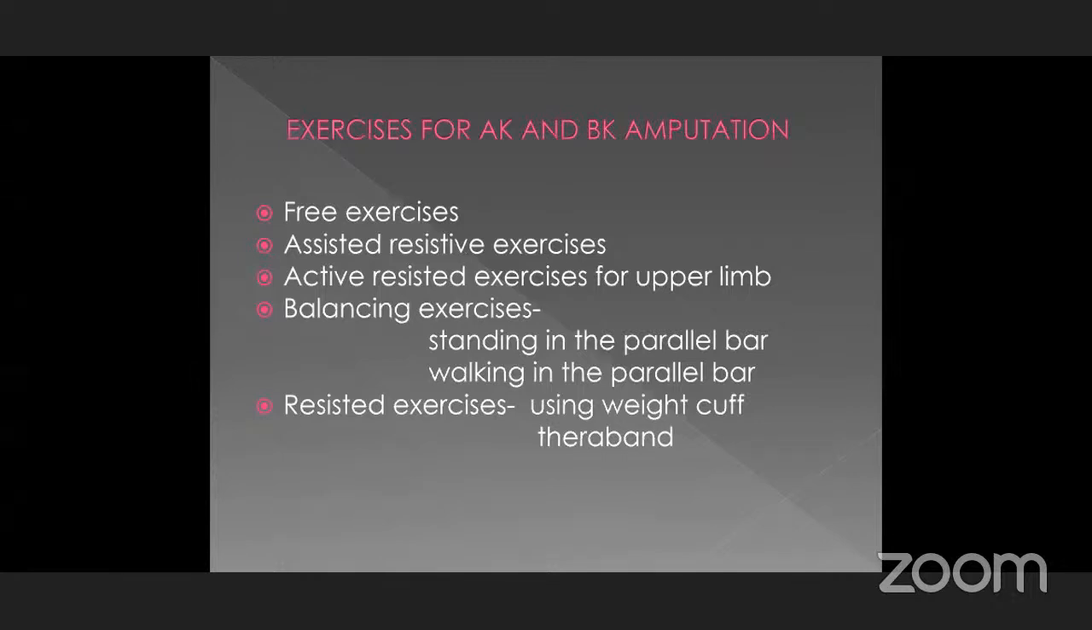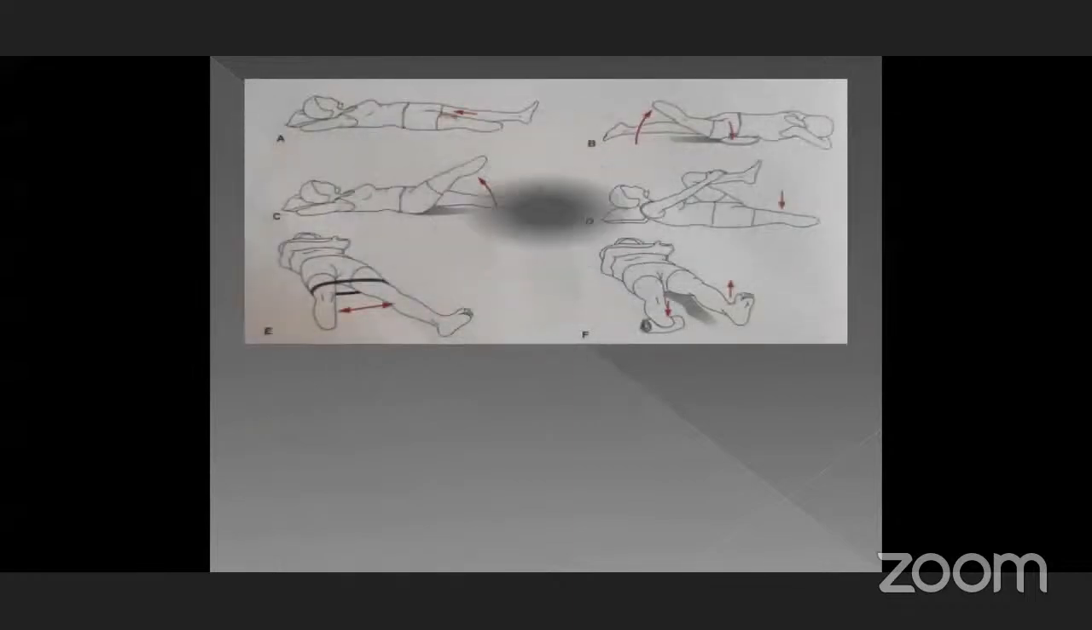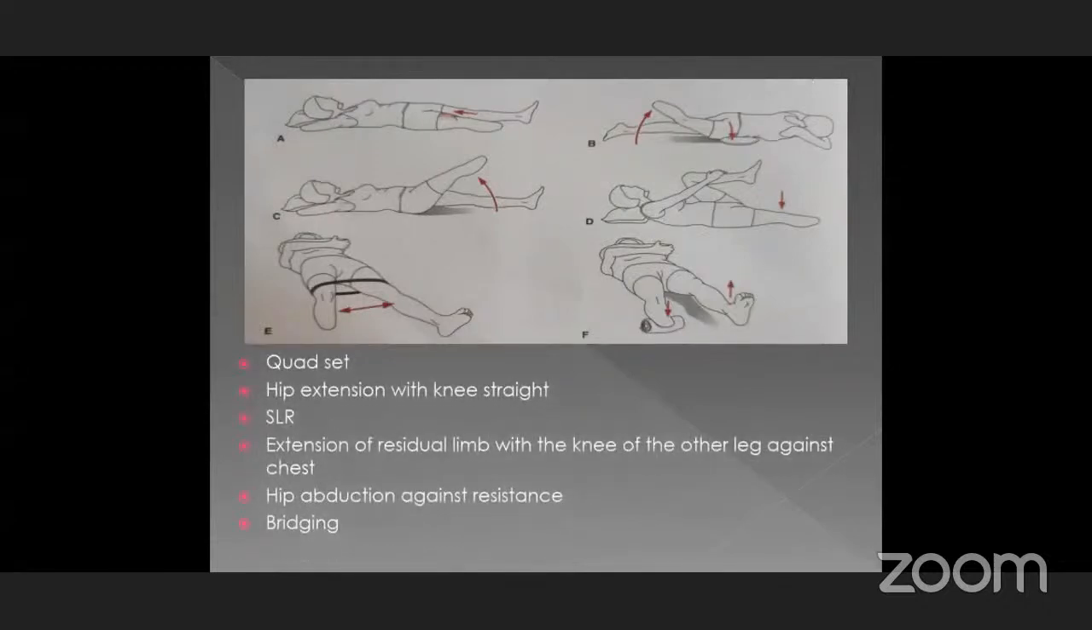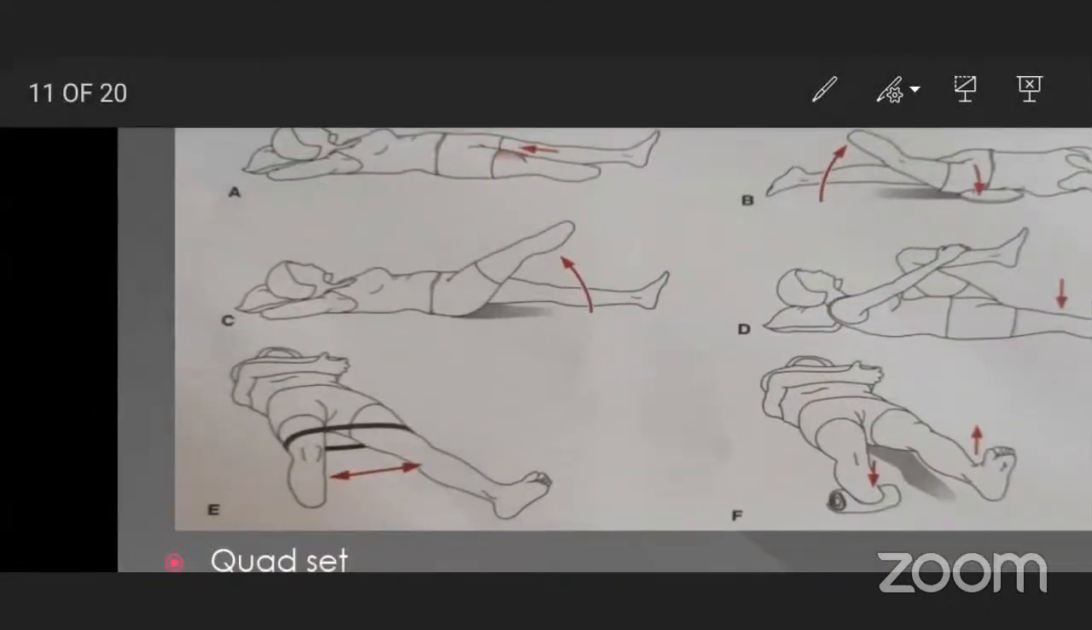Then resisted exercises using a weight cuff and TheraBand. In these resisted exercises, we can use the DeLorme method. I will explain the DeLorme method in an upcoming slide. Okay, next slide: this picture represents the free exercises and some of the isometric exercises for the transtibial person. First exercise, A, represents the quad set.